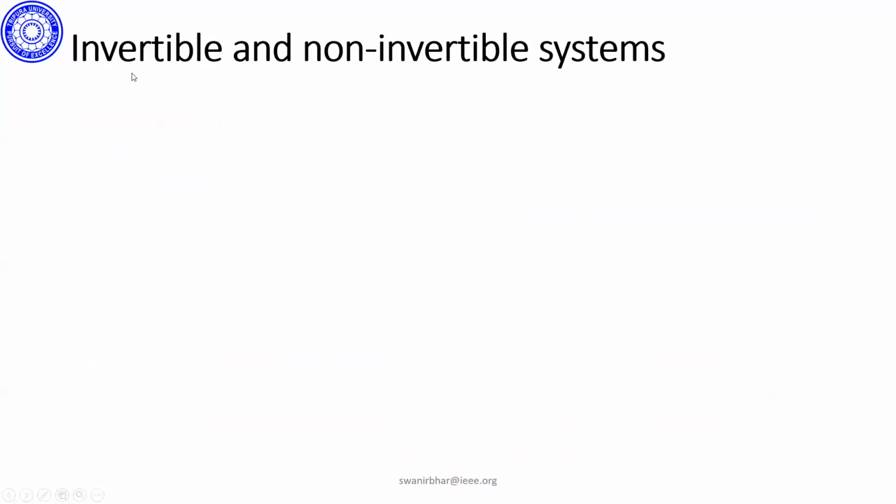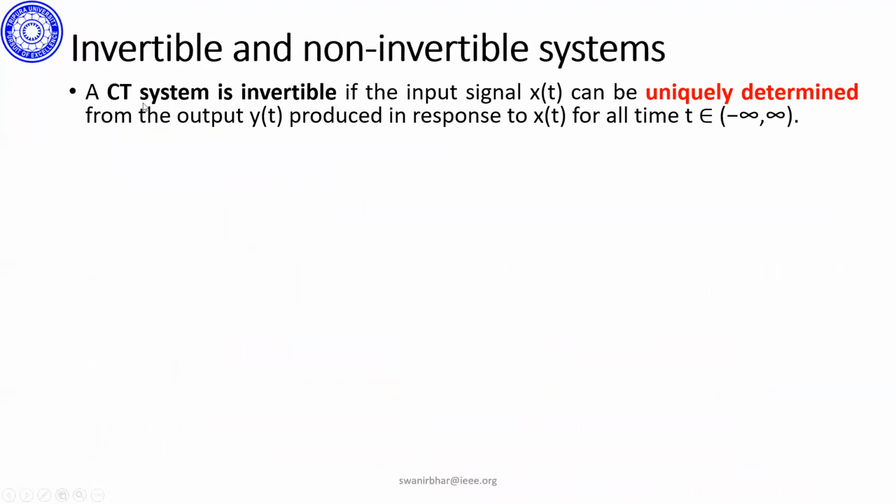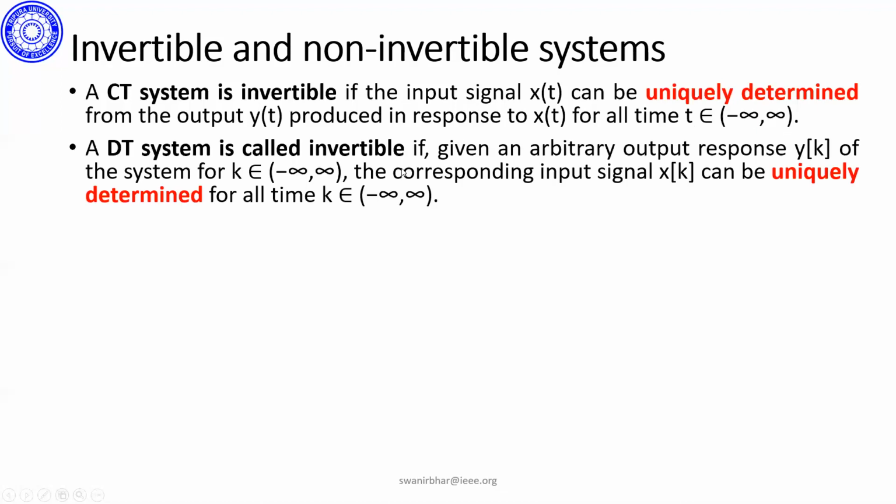Next, coming to invertible and non-invertible systems. What do you mean by invertible? It means the one which can be inverted, or it can be uniquely determined. A continuous time system is invertible if the input x(t) can be uniquely determined from the output y(t) produced in response to x(t) for all time t from minus infinity to plus infinity. Invertible means we can produce a system which can replicate this. It means I can create a copy.